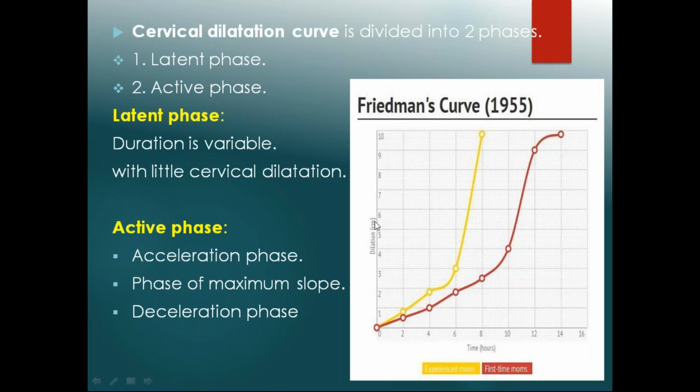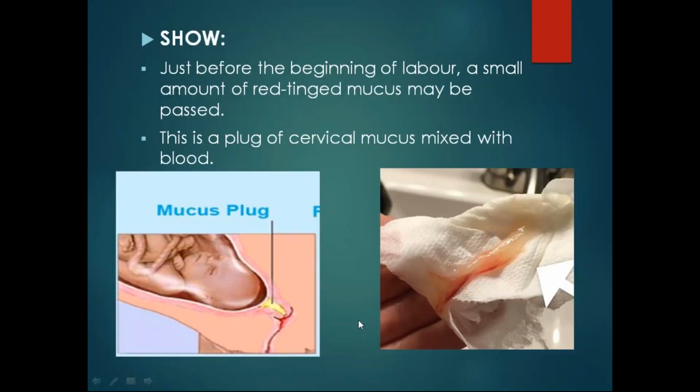Now this cervical dilatation is divided into 2 phases, a latent phase and an active phase. In the latent phase, the duration is variable and it is associated with very slow, minimal cervical dilatation, in the early part. Later on, there's the active phase of cervical dilatation, which is very accelerated, very fast. There's a phase of maximum slope, and then of course it decelerates. It becomes slow, the last part. So these are the 2 phases of cervical dilatation.